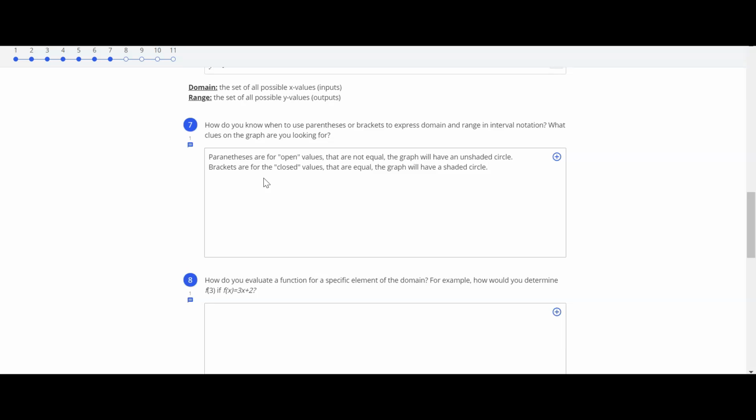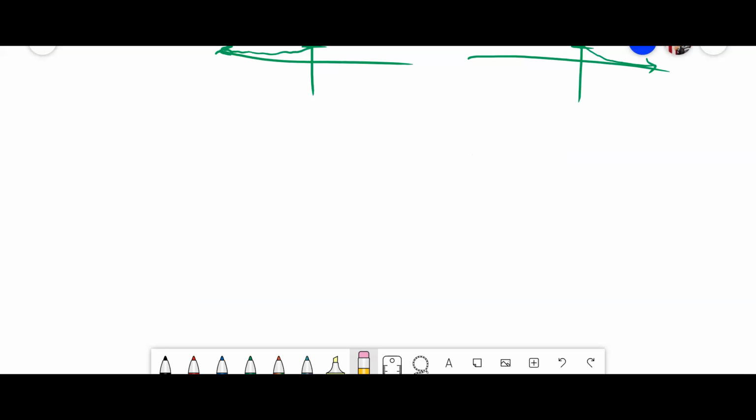And we can do an example here. So let's go back to the graph. I made my notes here.